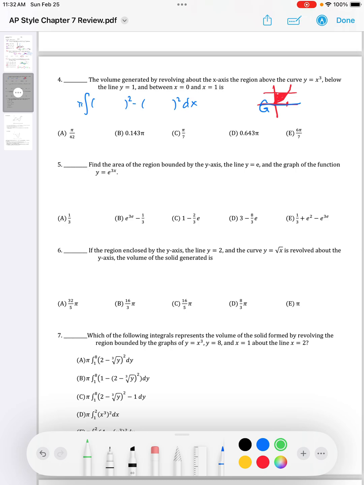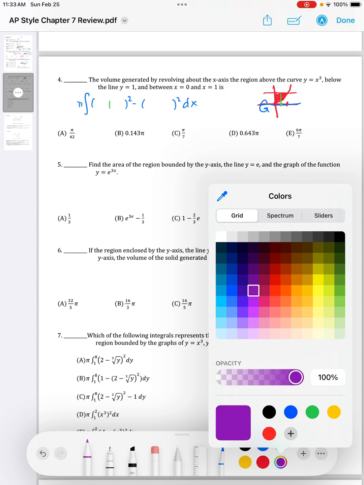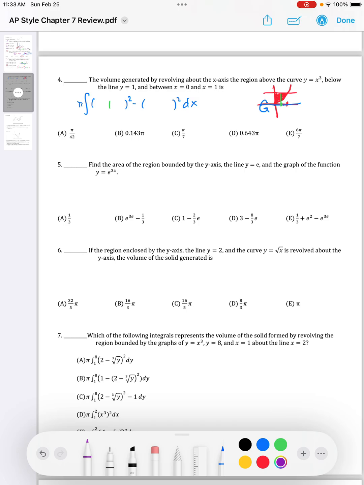And so the first thing I need to do is look for my biggest radius. So I'm going to go from the axis up to the farthest part away of my region, which is going to give me that line of 1. And then I'm going to go for my smaller radius. So again, I'm going to go from the axis going up to the closest part of the region, which is following that curve. So that's going to be x cubed.